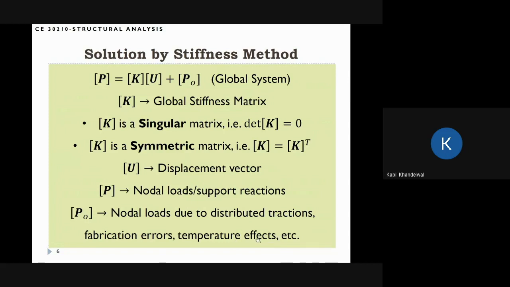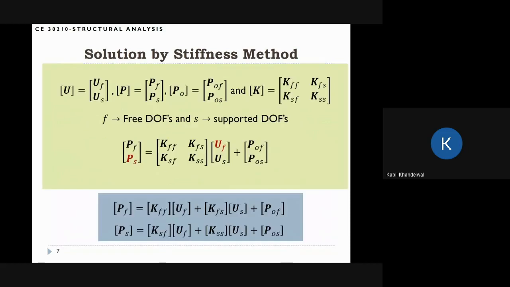Typically, when we are solving the system, we try to use the block solution approach. The idea here is we label the degrees of freedom as F and S using subscripts. F stands for free degrees of freedom, and S are the supported degrees of freedom. So we can partition U into free degrees of freedom and supported degrees of freedom. Similarly, the P vector is partitioned into PF and PS.